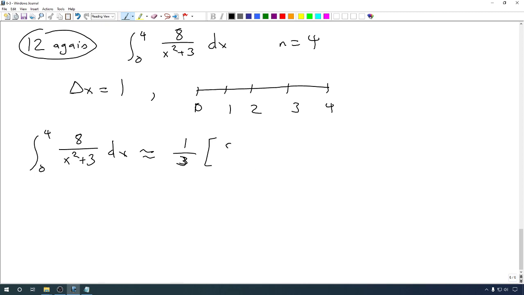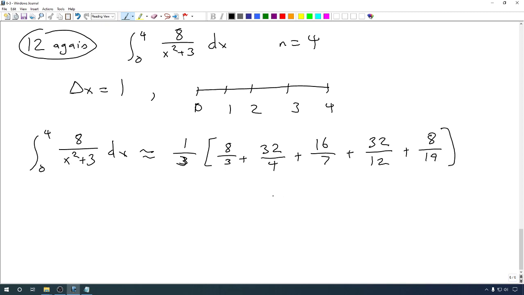When we put in 0, we had a y value of 8/3. When we put in 1, we had a y value of 8/4, except this time we're going to be multiplying by 4. So 8 times 4 gives us a 32/4. When we plugged in 2, we got 8/7. This time it's going to be multiplied by 2. So we follow that pattern, 1, 4, 2. So we have a 16/7. Next one is a 4. When we plugged in 3, we got 8/12. So this time we get a 32/12. Finally, when we plugged in 4, we got an 8/19.